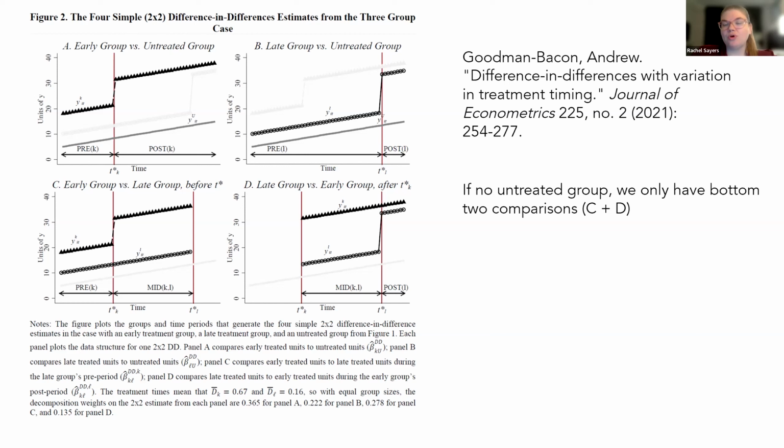The bottom left, we're comparing the early treated versus the late treated group before the second period of treatment, so early on. And this is okay, because the later treated group at this point is just as if they're controls, because they haven't yet been treated. So where we run into problems is the bottom right, where we're comparing the early treated group versus the late treated group after the later treatment period. And to see why this is a problem, we'll show you the next slide.